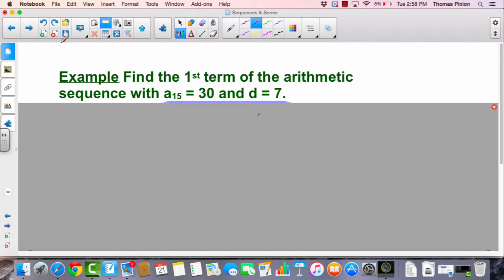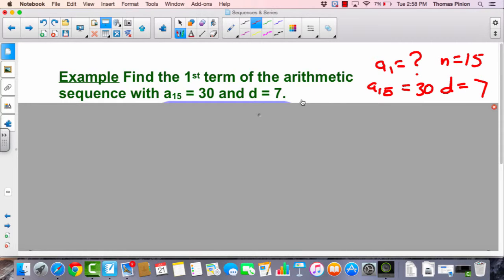Okay, here's another example. We're going to find the first term of the arithmetic sequence. So that means we've got to find a sub 1 because we don't know it, so a sub 1 equals question mark. With the sequence, if a sub 15 equals 30, which means n has to be 15, and the common difference d is 7.